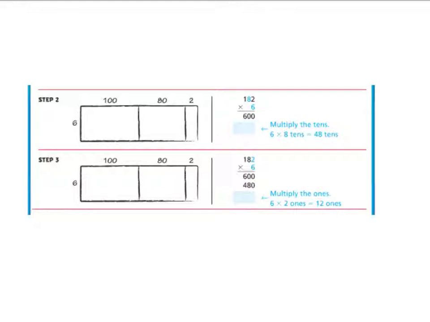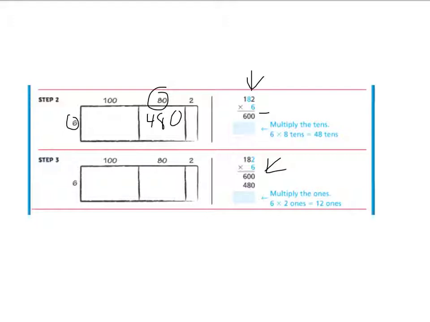Then we go to step 2. So we already have the 600 there. Now yesterday our second step was 6 times 80. And we did 6 times 8, which is 48, plus the 0. We're doing the same thing today. See the numbers in blue? 6 times 80. That's really 80, not just 8. And we get 480. So then we add that as our next step.